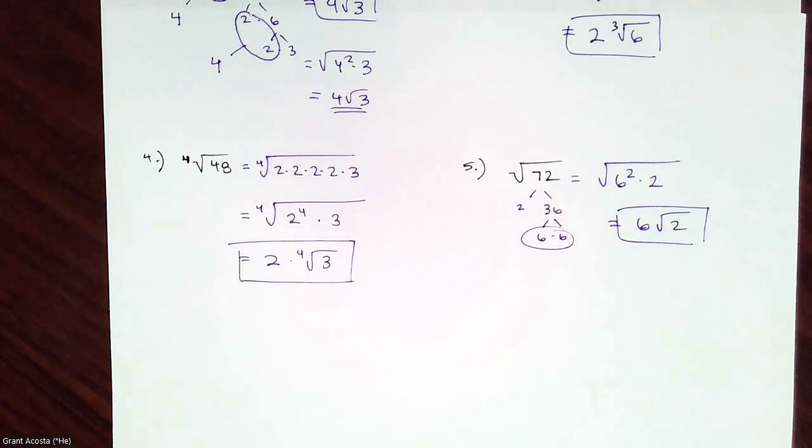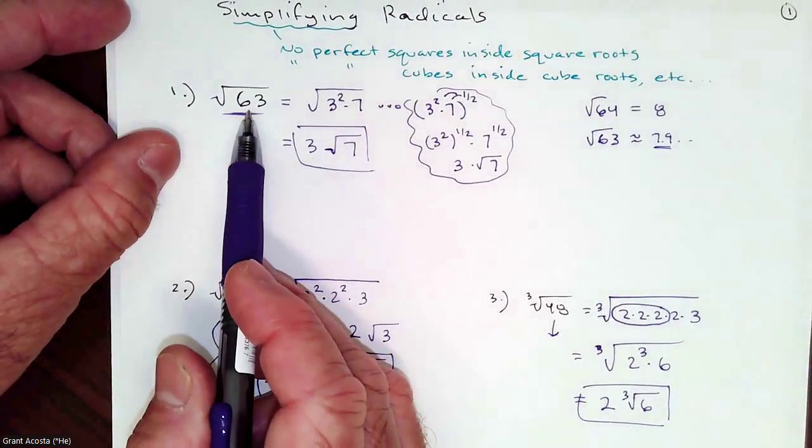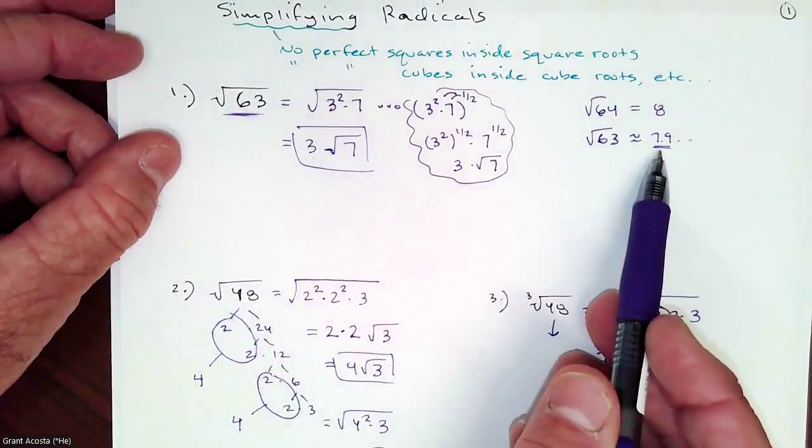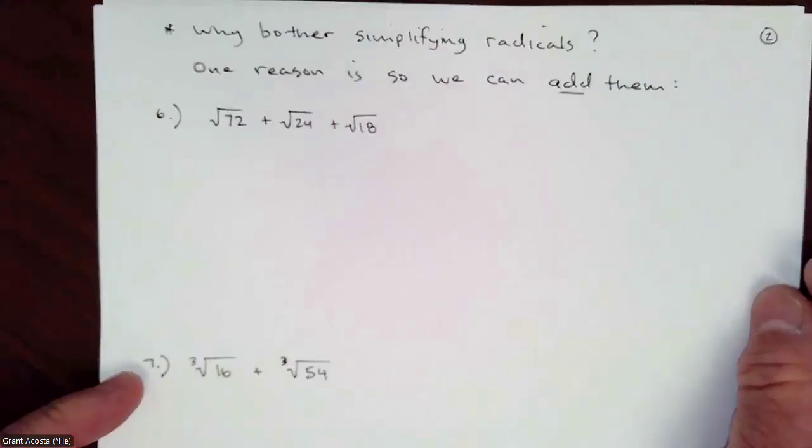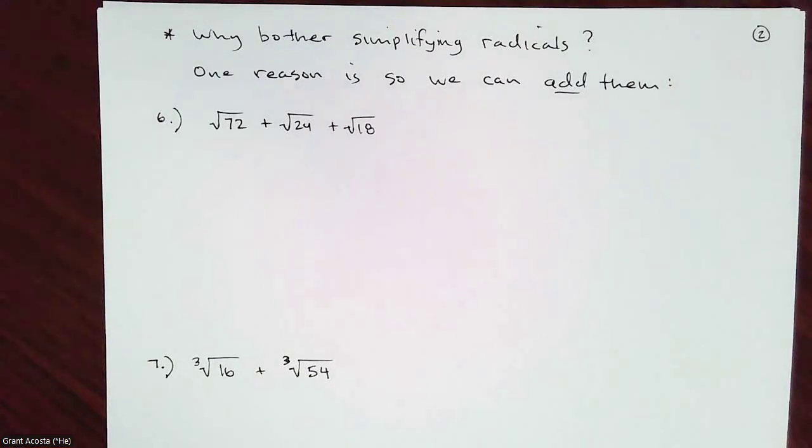Like I said, when you get to calculus, nobody cares about simplifying square roots, and it seems sort of illogical to simplify square roots when you can easily estimate the square root of 63 versus this. But there is a reason why you sometimes want to simplify radicals, and that is when we want to add radicals.